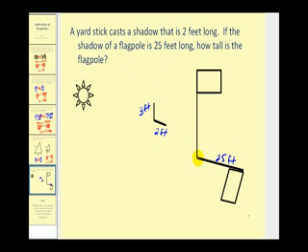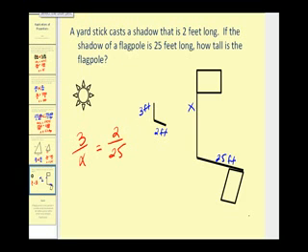And the height of the flagpole is actually the unknown. So if we were to form a triangle here, these would be similar triangles. So we can set up a proportion to find the unknown. And we'll compare the heights of the poles to the lengths of the shadows to set up our proportion. So we would have 3 is to x as 2 is to 25.